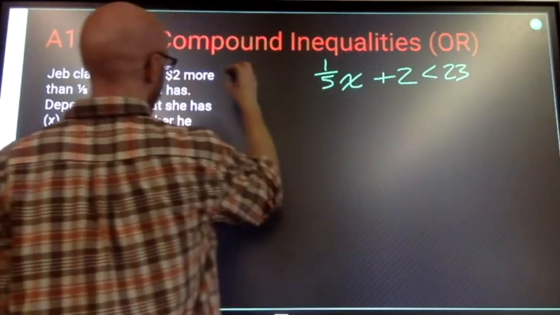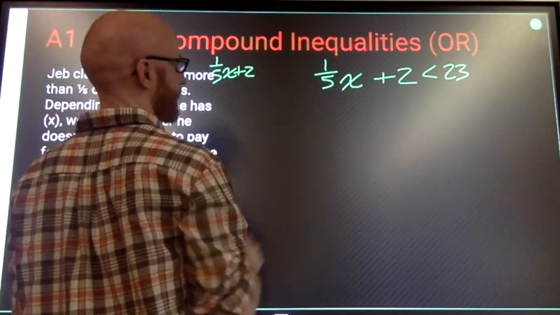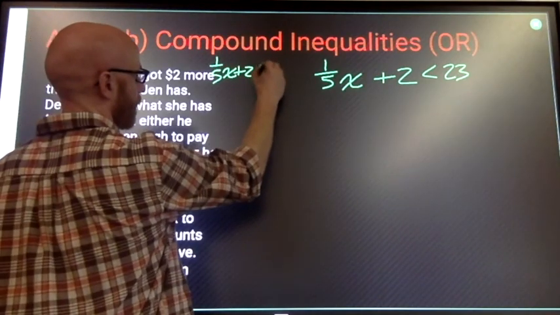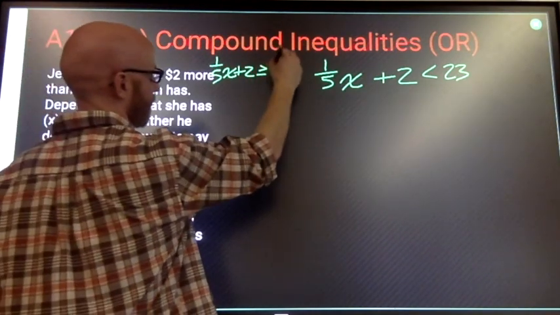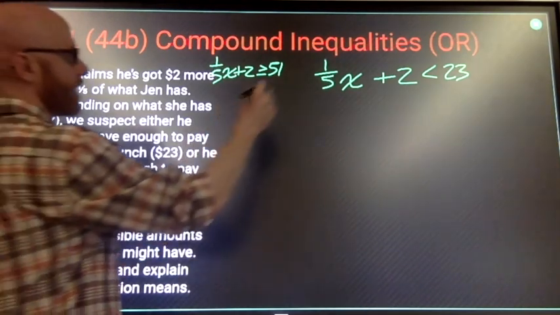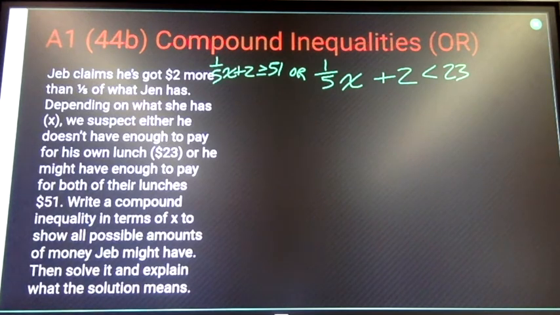Or the other option is that this same thing, the amount of money Jeb has, is enough to pay for both of their lunches, which means it will be greater than or equal to the price of both their lunches. Okay? So this is what I mean by an or situation. One of these things could be true.